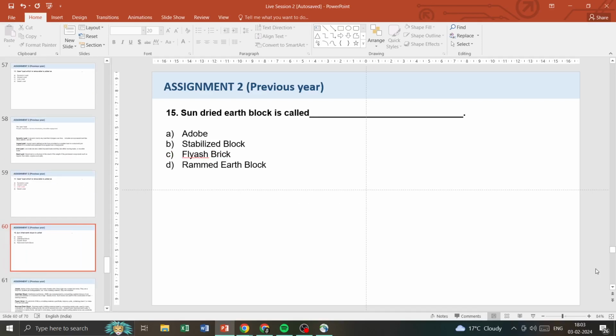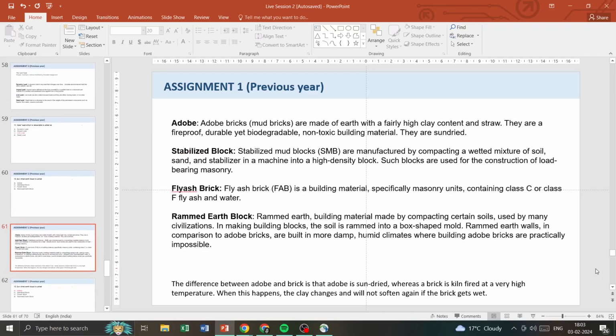Question number 15. Sun-dried earth block is called adobe, stabilized block, fly ash brick, or rammed earth block. Adobe bricks or mud bricks are made of earth with a fairly high clay content and straw. They are a fireproof, durable, yet biodegradable, non-toxic building material as they are sun-dried. Stabilized block or stabilized mud blocks are manufactured by compacting a wetted mixture of soil, sand, and stabilizer in a machine into a high-density block. Such blocks are used for the construction of load-bearing masonry.